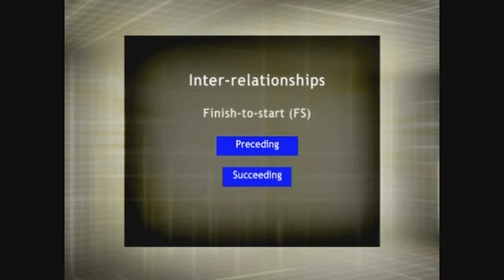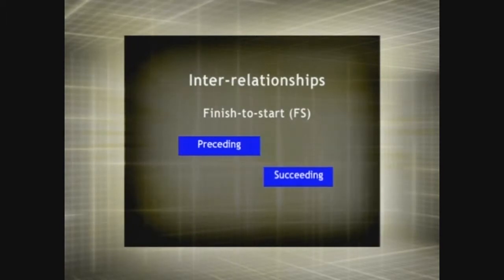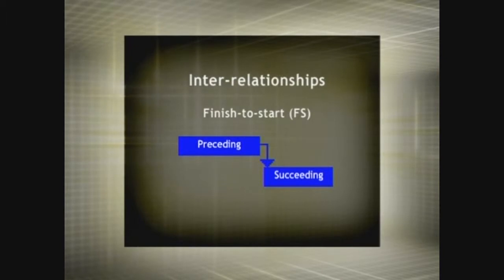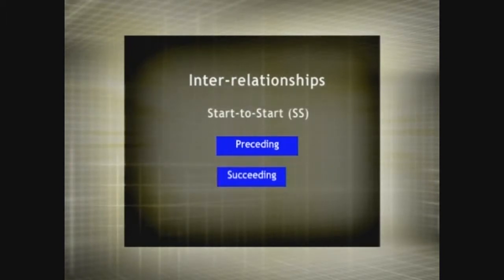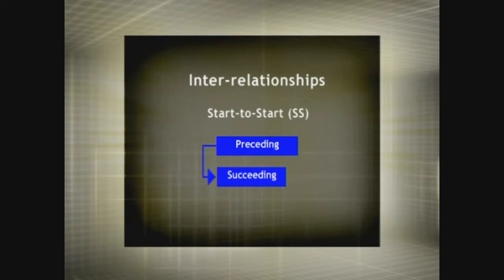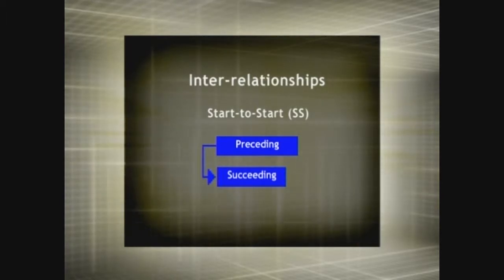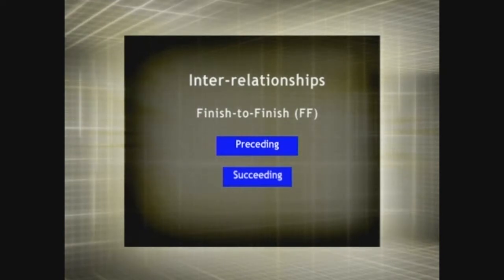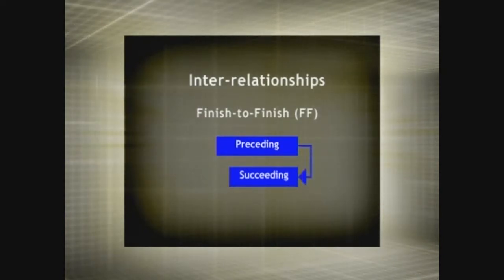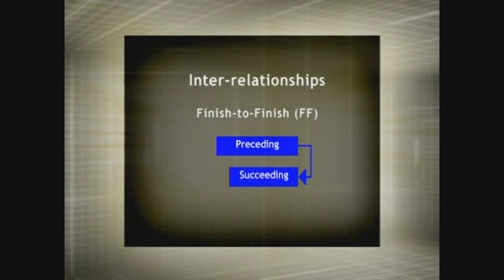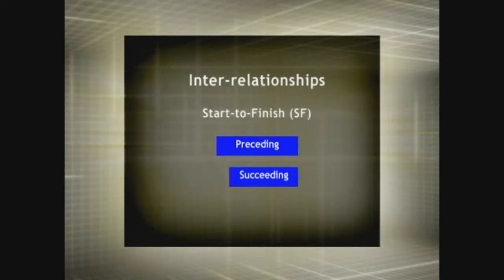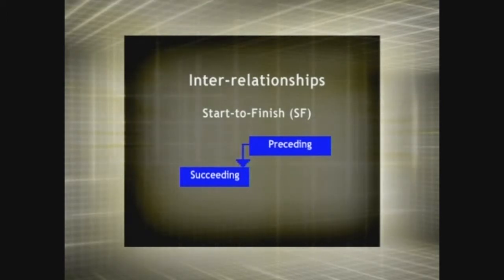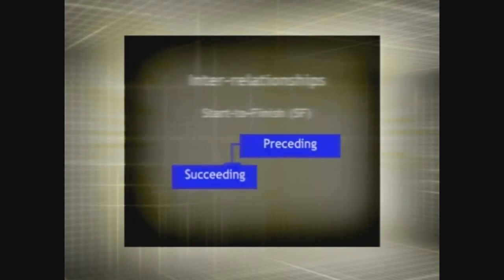Finish to start. This is used to determine that the succeeding task can only be started after the preceding one has been concluded. Start to start. This is used to determine that the preceding and successive tasks should start at the same time. Finish to finish. This is used to determine that the preceding and successive tasks should be concluded at the same time. Start to finish. This is used to determine that the succeeding task shall be concluded as close as possible to the startup of the preceding task.